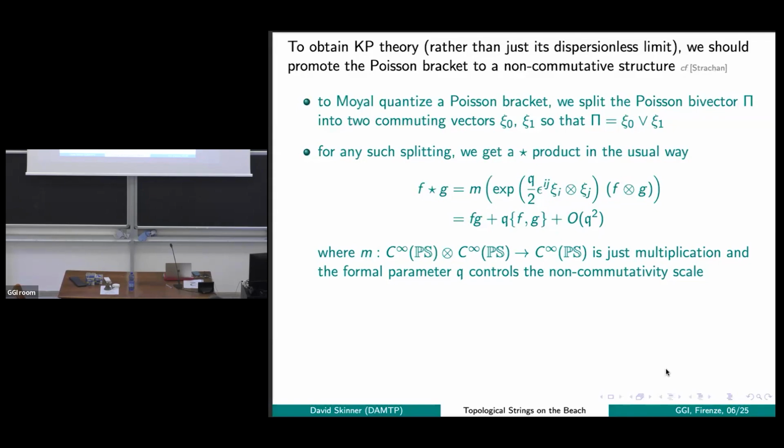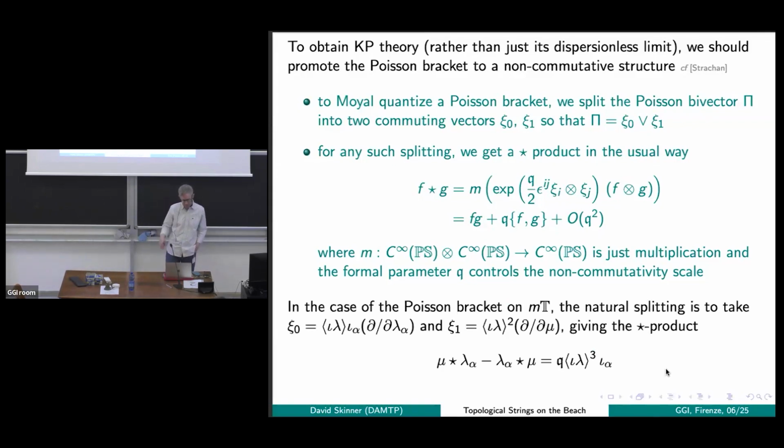Okay, and if you expand, the leading term is, of course, just the standard product. We take the 1 from the exponential. Where we take the q from the exponential, that'll just give us each of these functions differentiated in f and g once, and that's the Poisson bracket. But then there's an infinite series of higher corrections in q from this Moyal product. And this parameter q is the same parameter that we've seen before, and here it's controlling the scale of the non-commutativity.